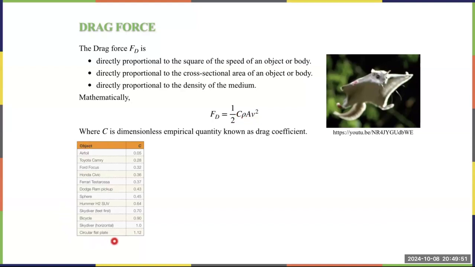Now here is a comparison of different objects. The airfoil has a drag coefficient of 0.05, and the Toyota Camry has 0.28. And as you see, the circular flat plate has a much higher drag coefficient, and the skydiver 1.0. Definitely, yes, we want a higher drag force or drag coefficient for a skydiver. If there is a very small amount of drag force, then what happens? Oh my goodness, the person is going to hit the ground really hard.